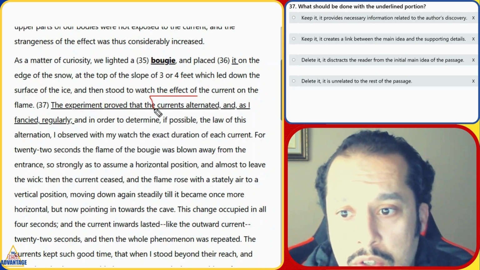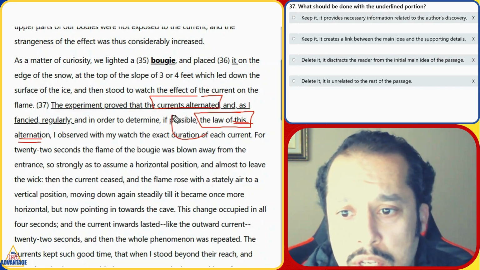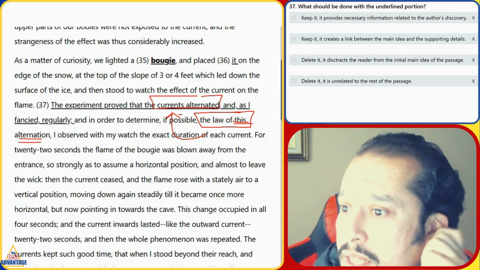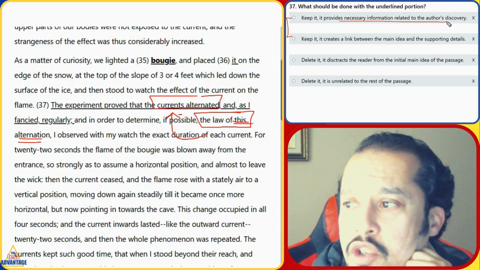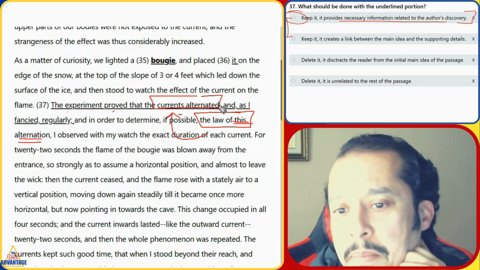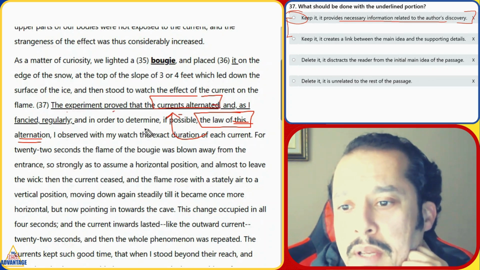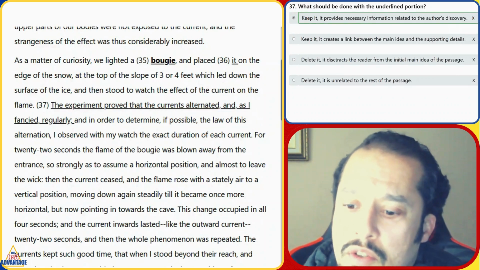So the currents alternated, the law of alternation. This alternation is talking about an alternated current. So we're definitely going to keep this information. Why? It provides necessary information related to the author's discovery, right? Because he says the experiments proved this. And so this is the law of alternation, for example. The answer A is the best answer here.